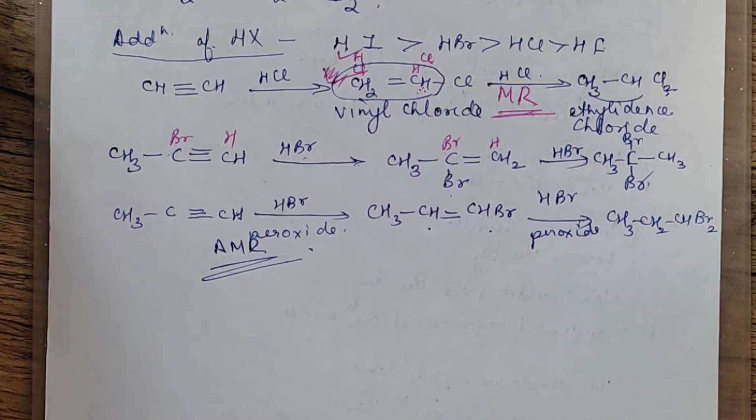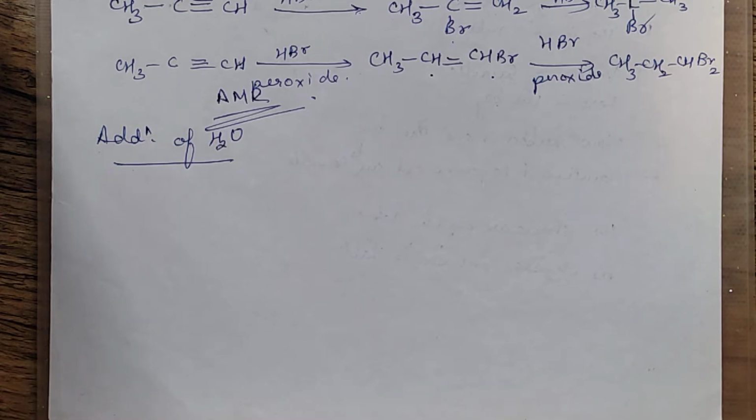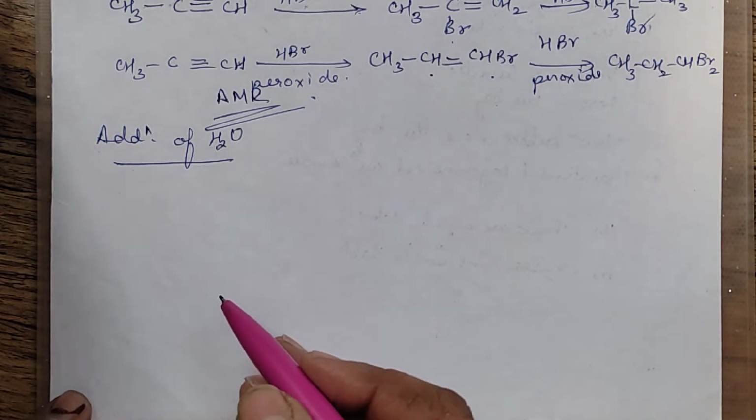That we have already done in alkenes, that HBr addition in the presence of peroxide. In that case only you will have anti-Markovnikov's rule. Otherwise you will not have. You will get the Markovnikov's addition if peroxide is not specified. Yeah, moving on to another addition, addition of water.